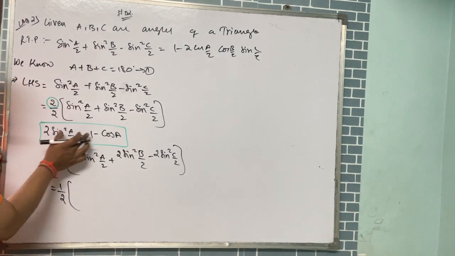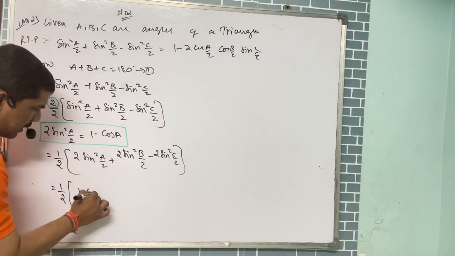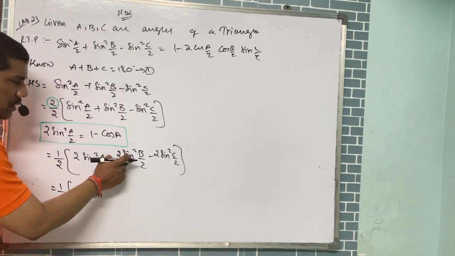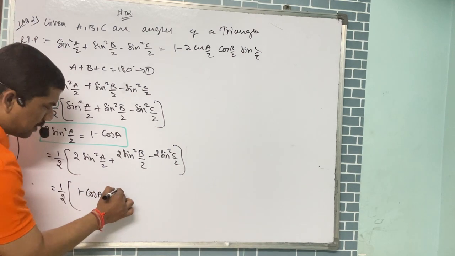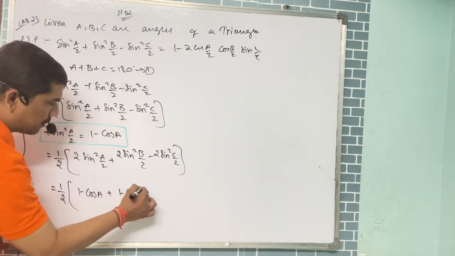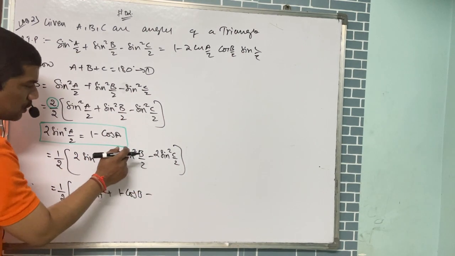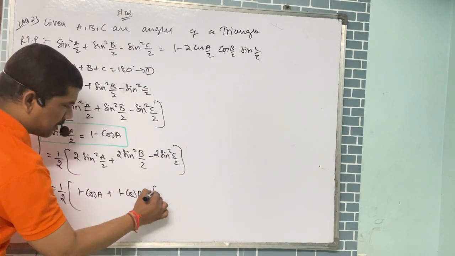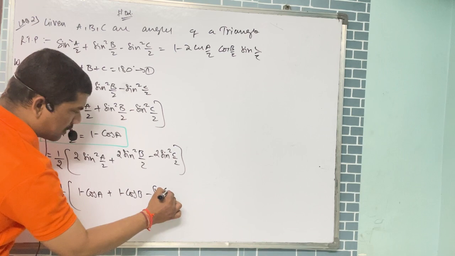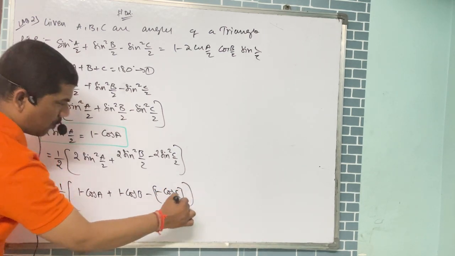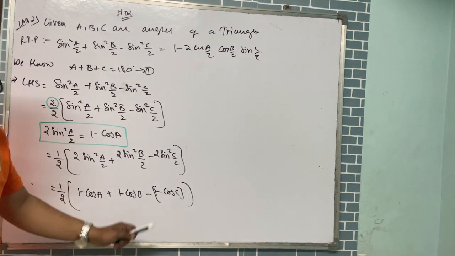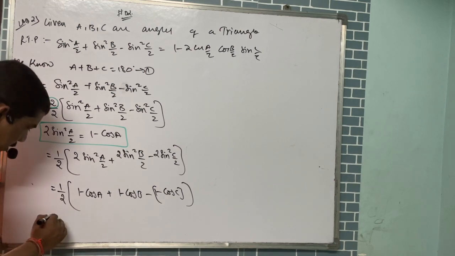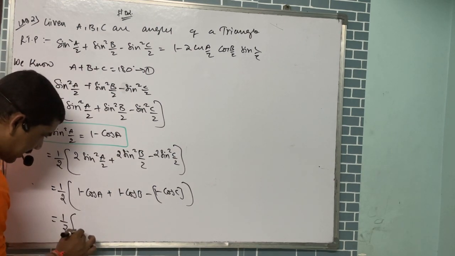2 sine square A by 2 can be written as 1 minus cos A. 2 sine square B by 2 can be written as 1 minus cos B, minus 2 sine square C by 2 can be written as 1 minus cos C. Why am I keeping the bracket? Because outside there is a minus. Now 1 by 2 as it is.